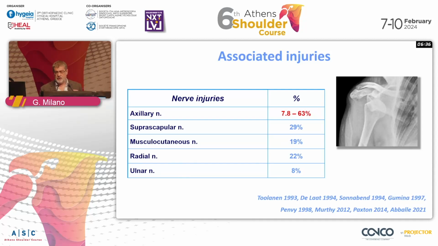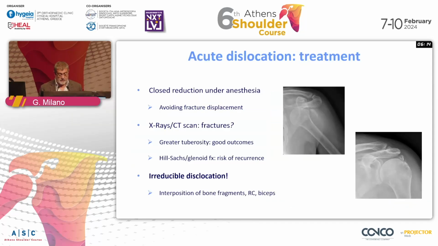8 to 63%, according to the literature, is reported as the prevalence of this associated injury. So this is another important warning for this scenario. Consider that a neurological injury can be present in a patient older than 40, and most of the time this injury is transient. What to do in acute dislocation?